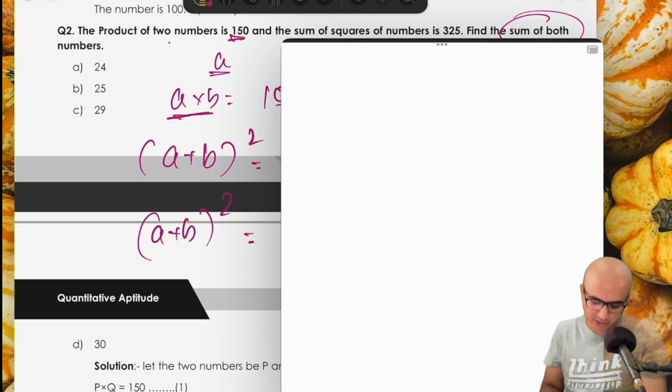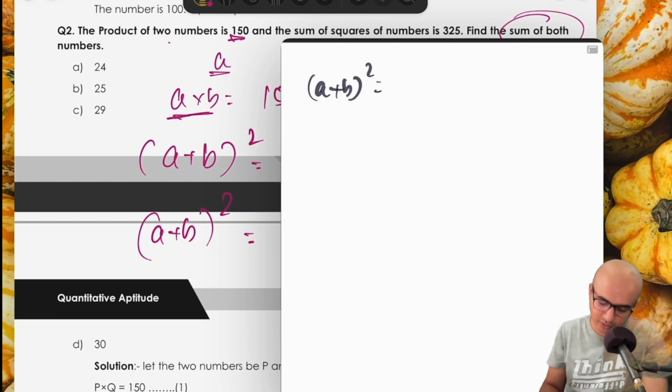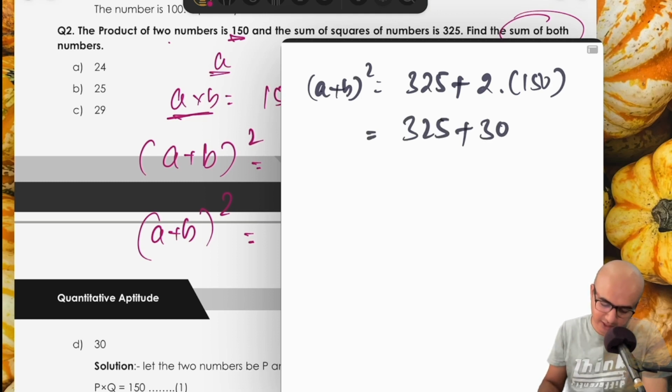So (a + b) in our case is how much? What is that? A square plus b square, no? So in our case, (a + b) whole square equals a square plus b square, which is 325, plus the product we know is 150, but 2 into ab, so 2 into 150. So this will be 325 plus 300, which will be 625, which is (a + b) whole square.